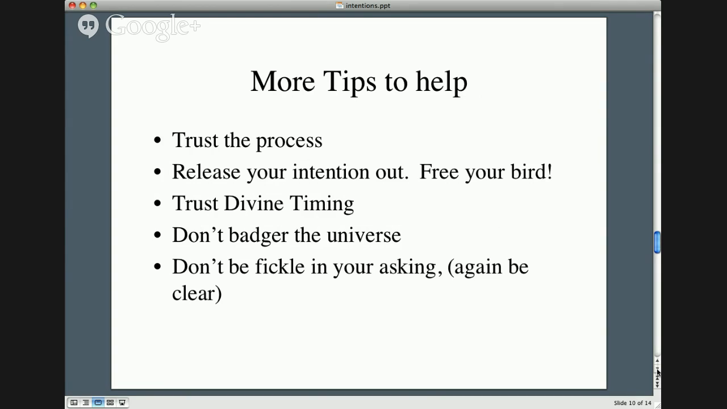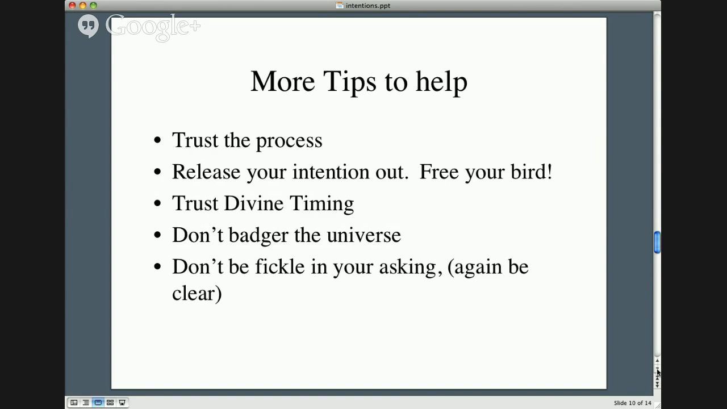Now some people say, don't badger the universe, right? So it's like you ask for the new car. You're like, okay, I haven't got my new car yet. It's been 15 minutes. I haven't got my new car. And again, it's trusting the divine timing, but not bugging the universe, saying, do you get it yet? Do you get it yet?